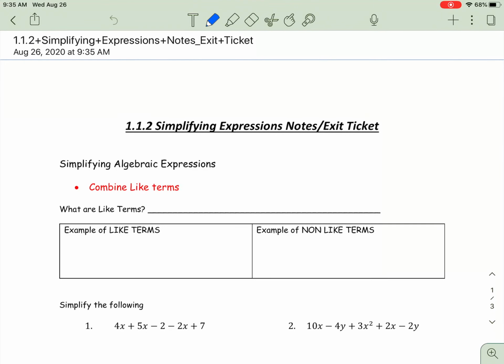Hey everybody, day 2 of notes here. We're going to get started pretty quickly. Hopefully the first day went well for you, but this shouldn't be too long. So today we are going to look at simplifying expressions in notes, and then there is an exit ticket at the end.